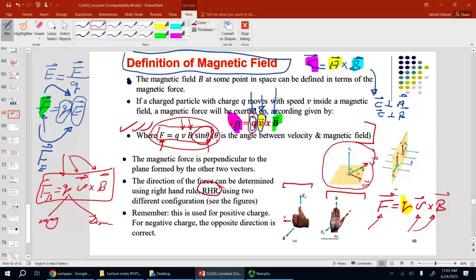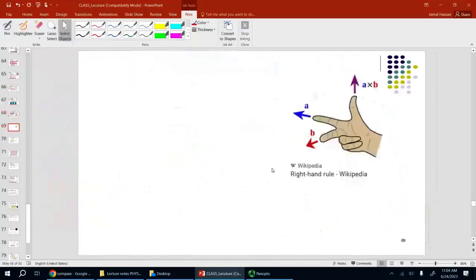Because there's an angle between velocity and the magnetic field. So in this case, I'm going to put my four fingers in the direction of v, and then I try to rotate my fingers toward B. So my thumb is going to be in that direction. Now this is the case if that charge was positive. If the charge was negative, you simply say the direction of the force is opposite to that direction. Okay. Let's take more cases.